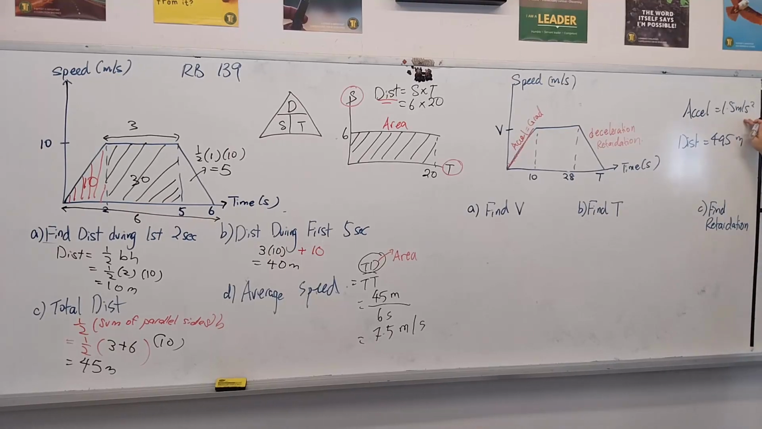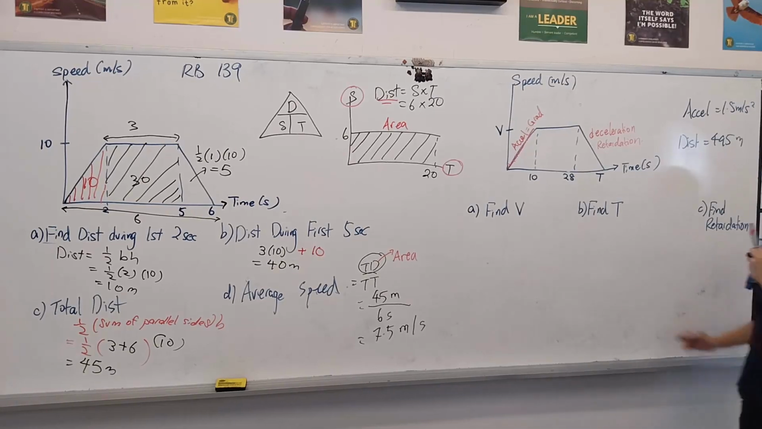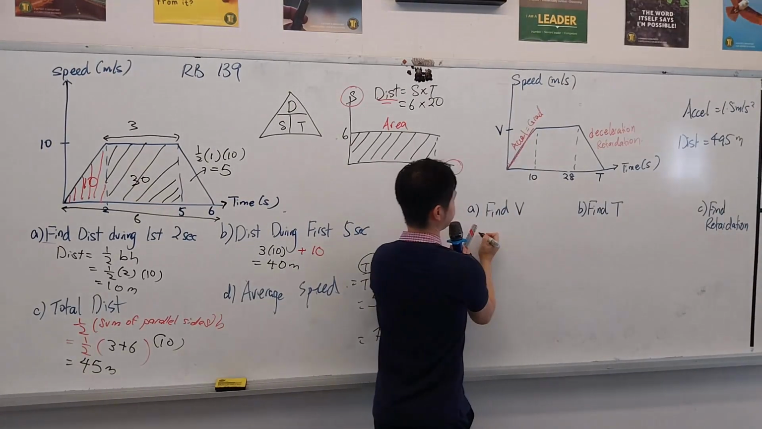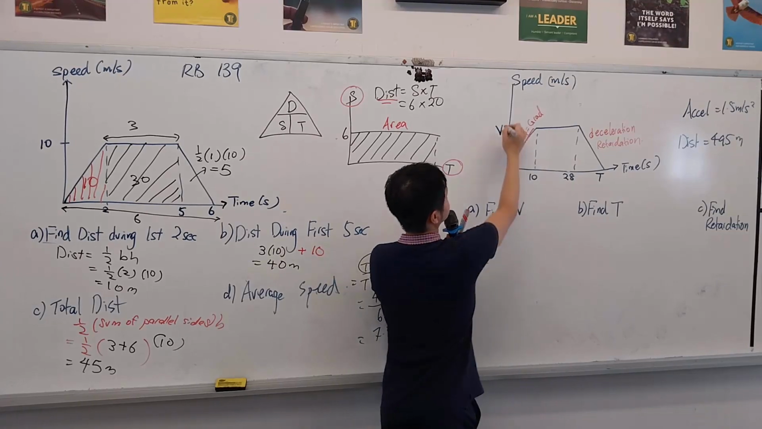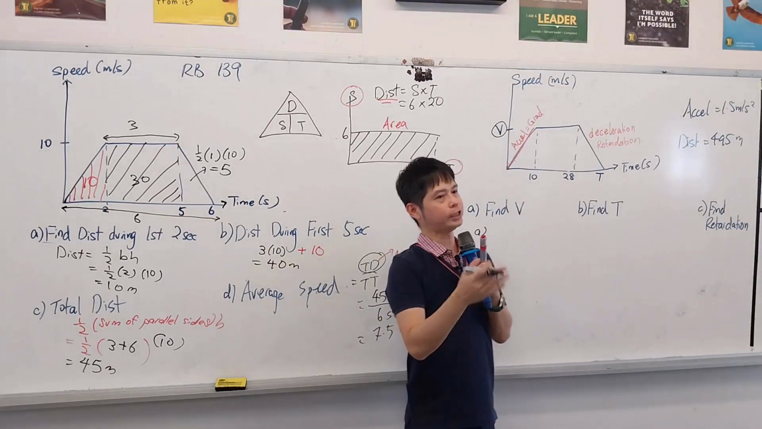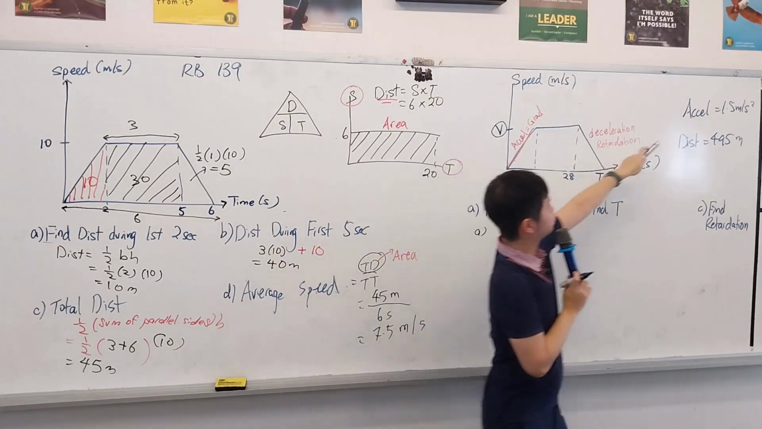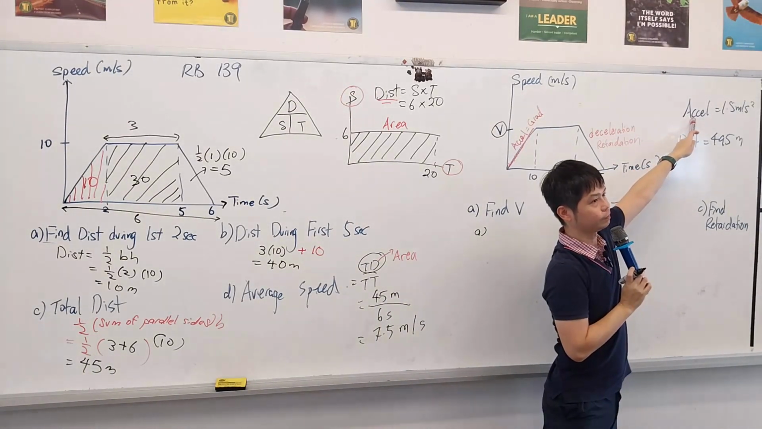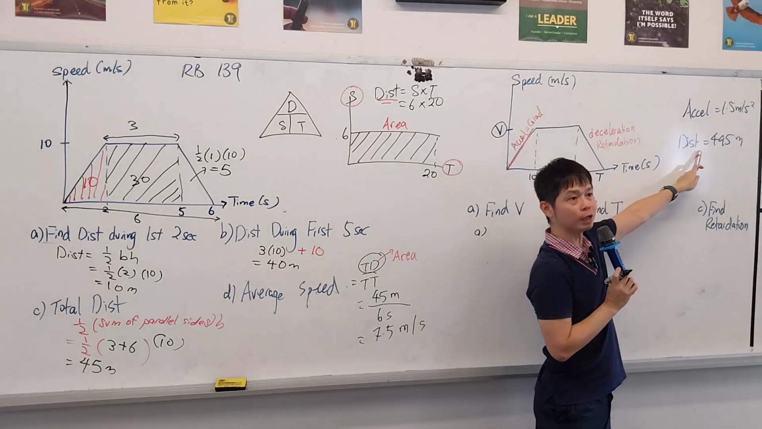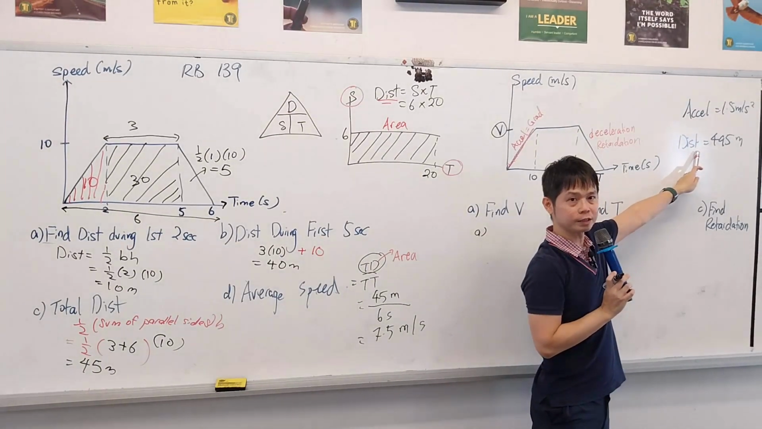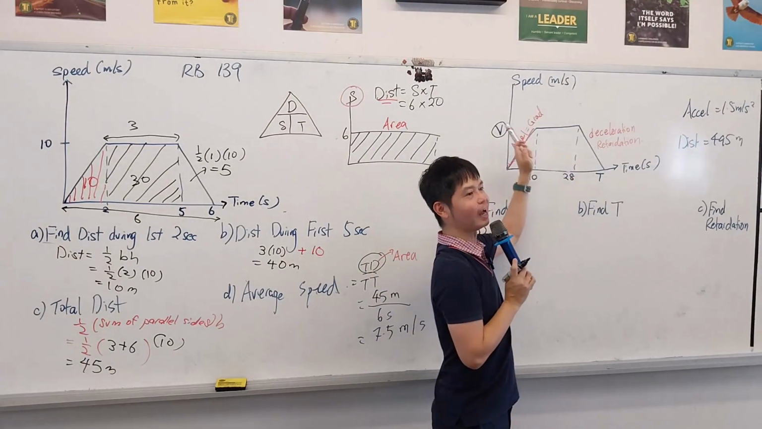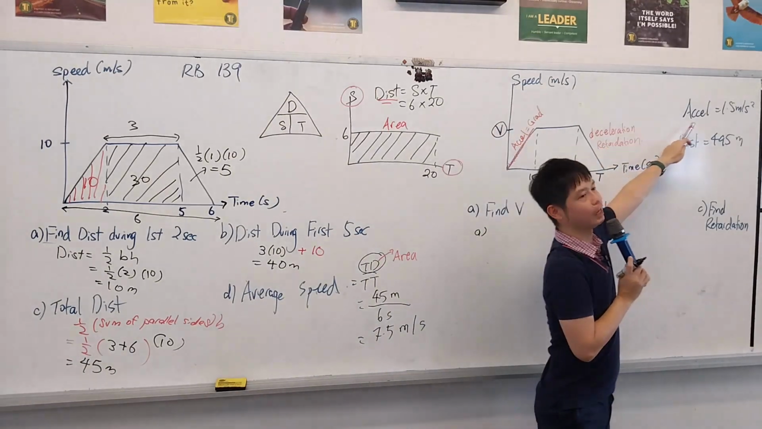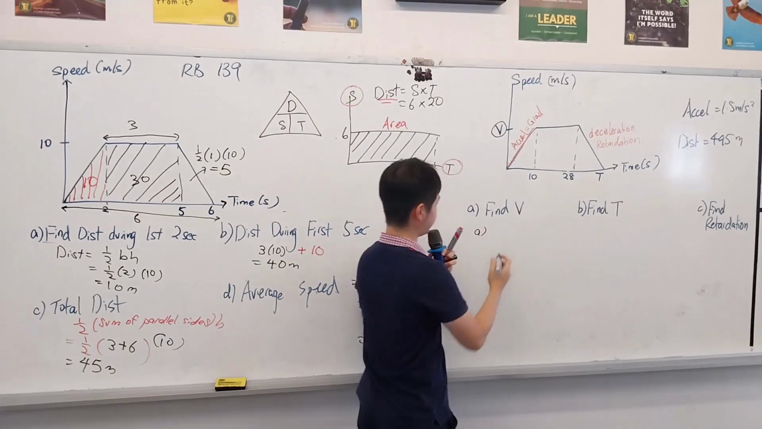Now, I'm told that the acceleration is 1.5. I'm told that the distance is 495. First question, I'm asked to find v. I just asked you a very simple question now. Should I use the acceleration formula, which is the slope, or should I use the distance formula, which is the area? Okay, actually the answer is I need to use the acceleration formula. Okay, I'll show you why.